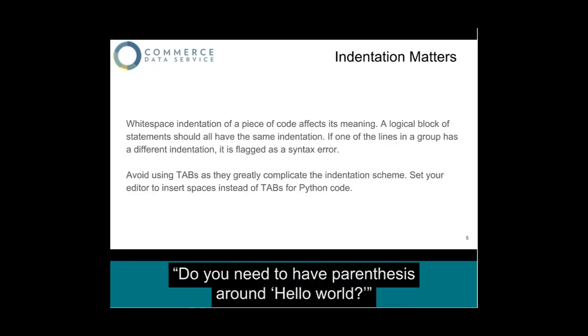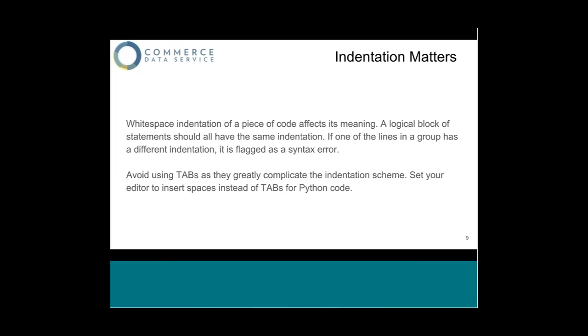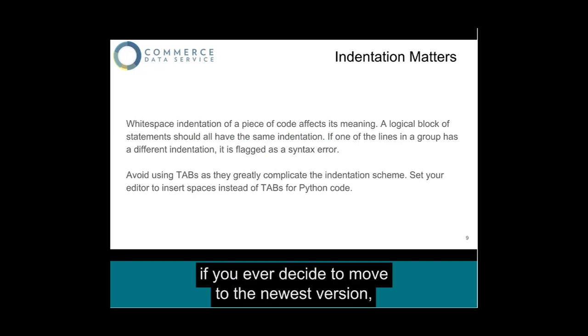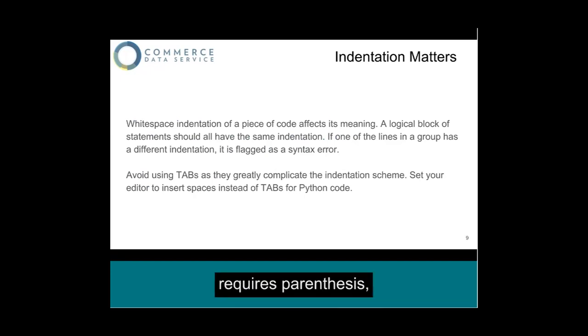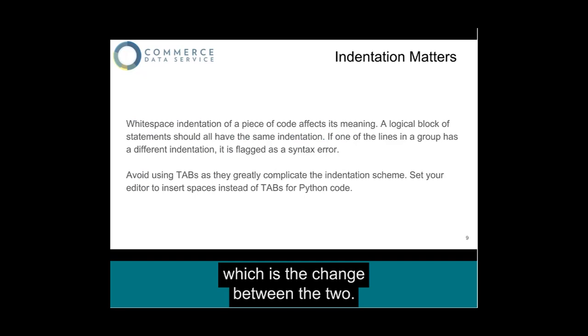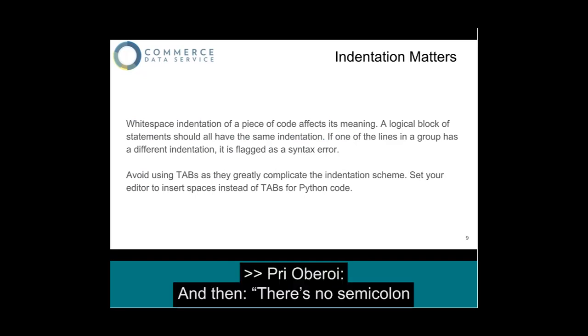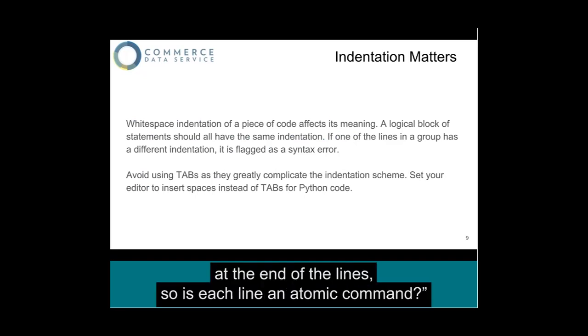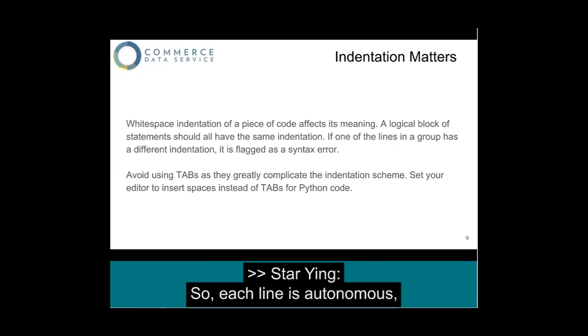A question we're getting is, do you need to have parentheses around hello world? In 2.7, you don't. And in Python 3, if you ever decide to move to the newest version, it requires parentheses, which is a change between the two. And then there's no semicolon at the end of the line, so is each line an atomic command? Each line is autonomous.